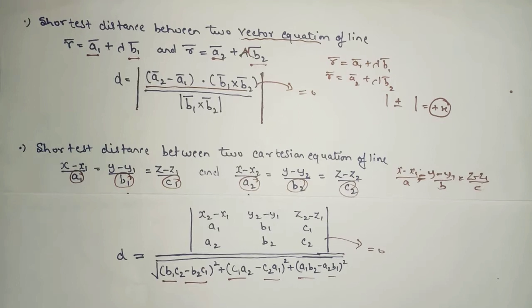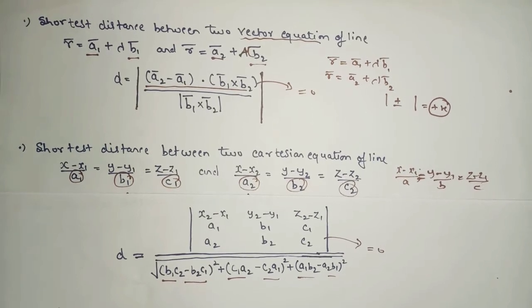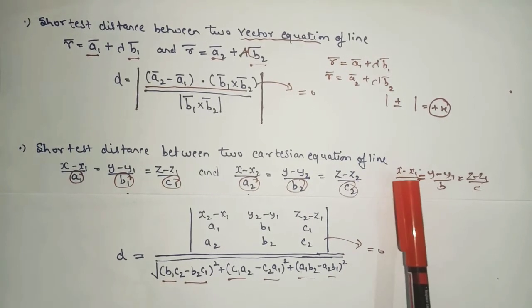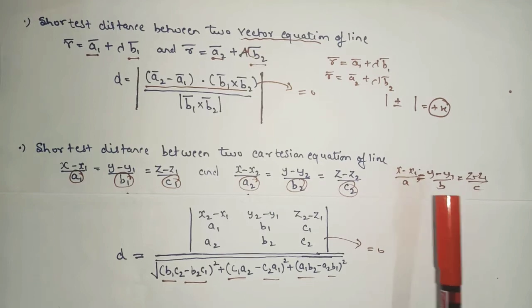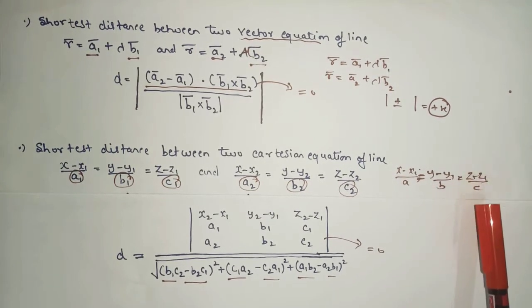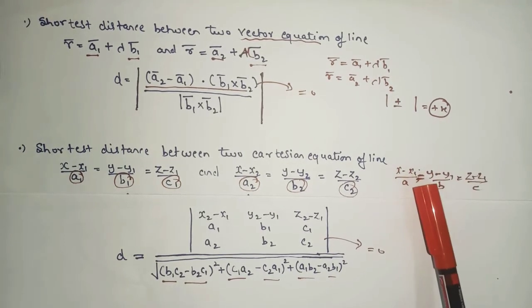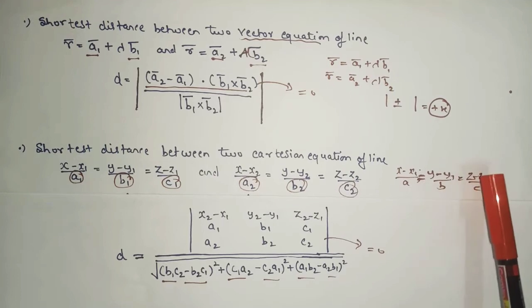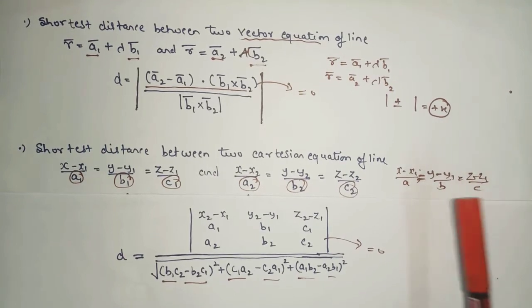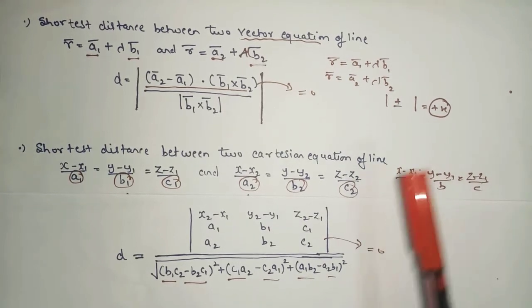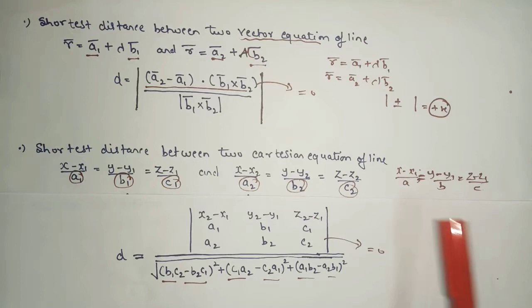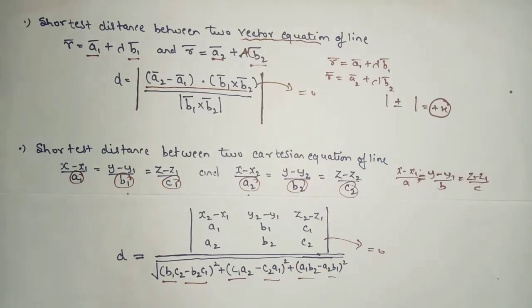I hope you all know what we mean by the Cartesian equation. So the Cartesian equation is what? It is (x minus x1) upon a is equal to (y minus y1) upon b is equal to (z minus z1) upon c. So there are three ratios like this, where x1, y1, z1 are the point and a, b, c are the direction ratios. I hope you know these basic things, as I had explained them in the first video lecture.